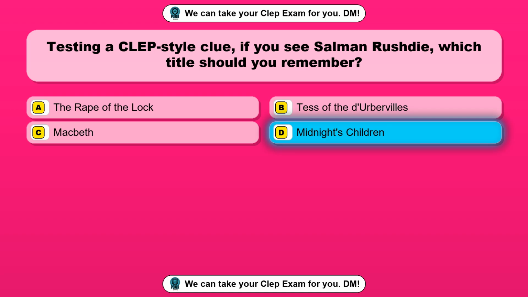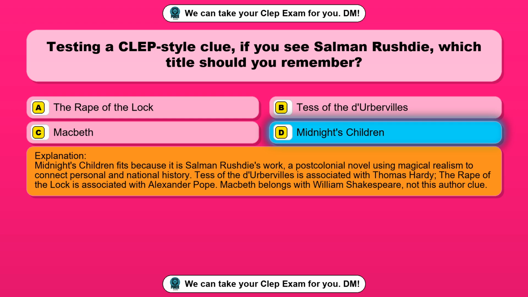Midnight's Children fits because it is Salman Rushdie's work, a post-colonial novel using magical realism to connect personal and national history. Tess of the D'Urbervilles is associated with Thomas Hardy. The Rape of the Lock is associated with Alexander Pope. Macbeth belongs with William Shakespeare, not this author clue.